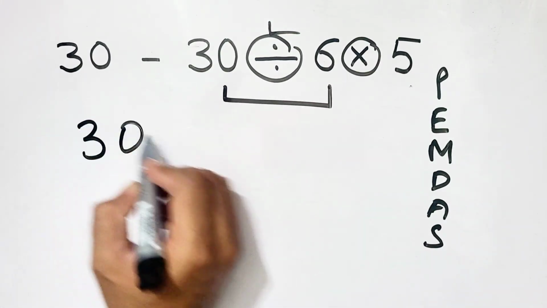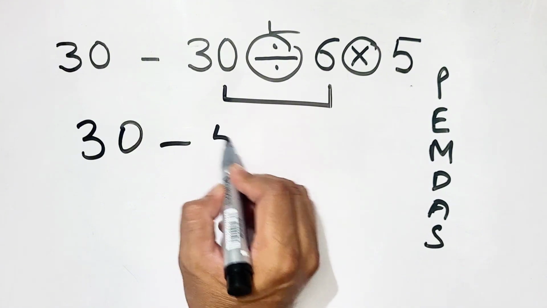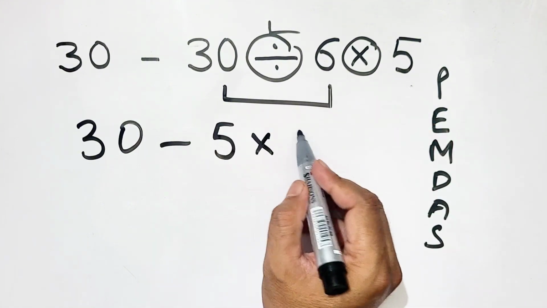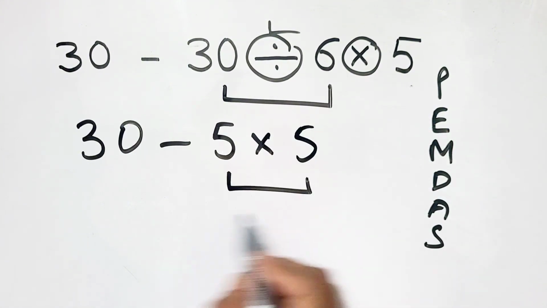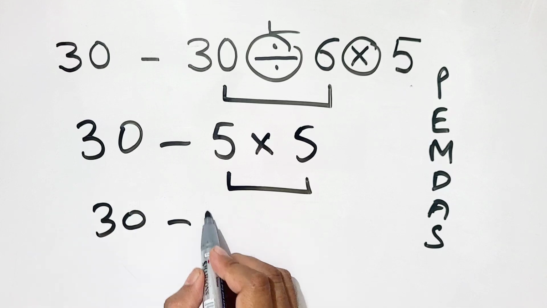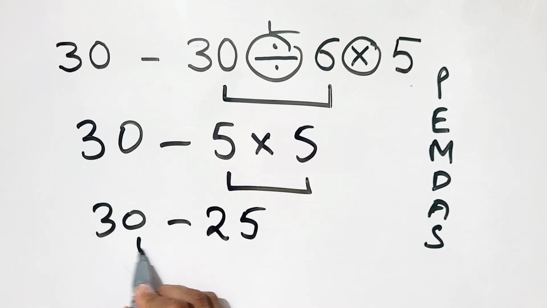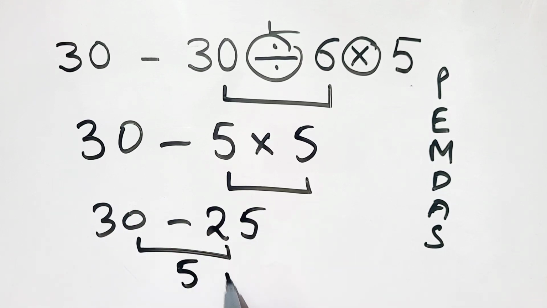So 30 minus this gives us 5 times 5. Now multiplication is there, so 30 minus 25 gives us 5, which is our correct answer for this PEMDAS based question. Thank you.